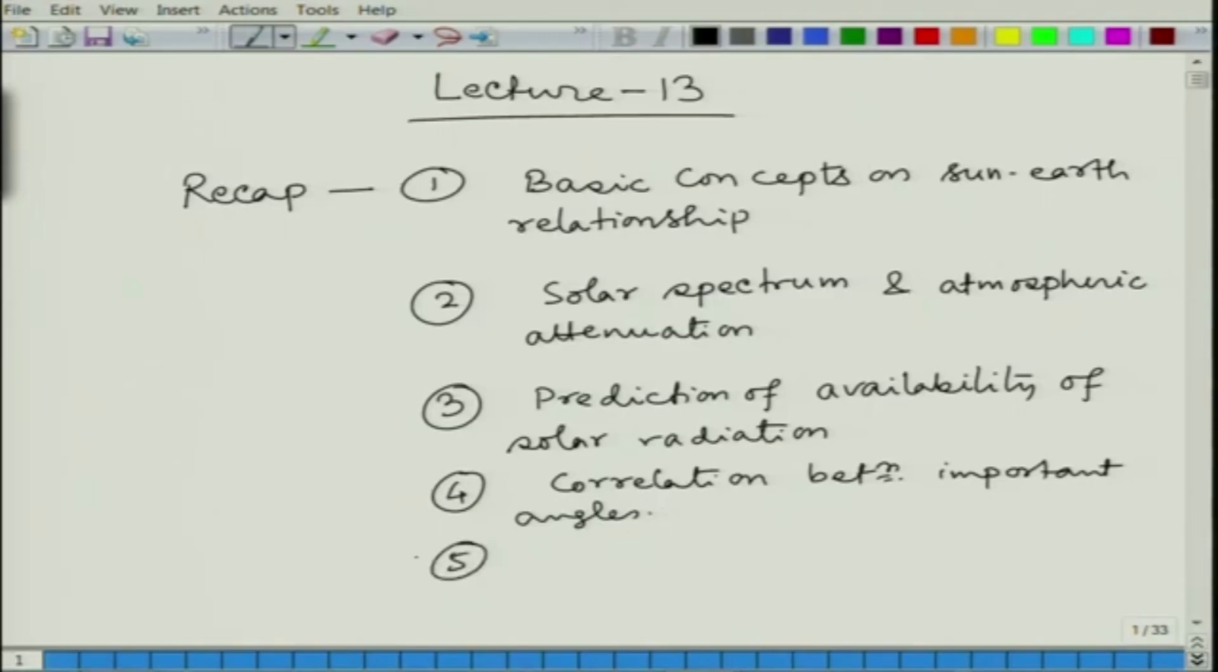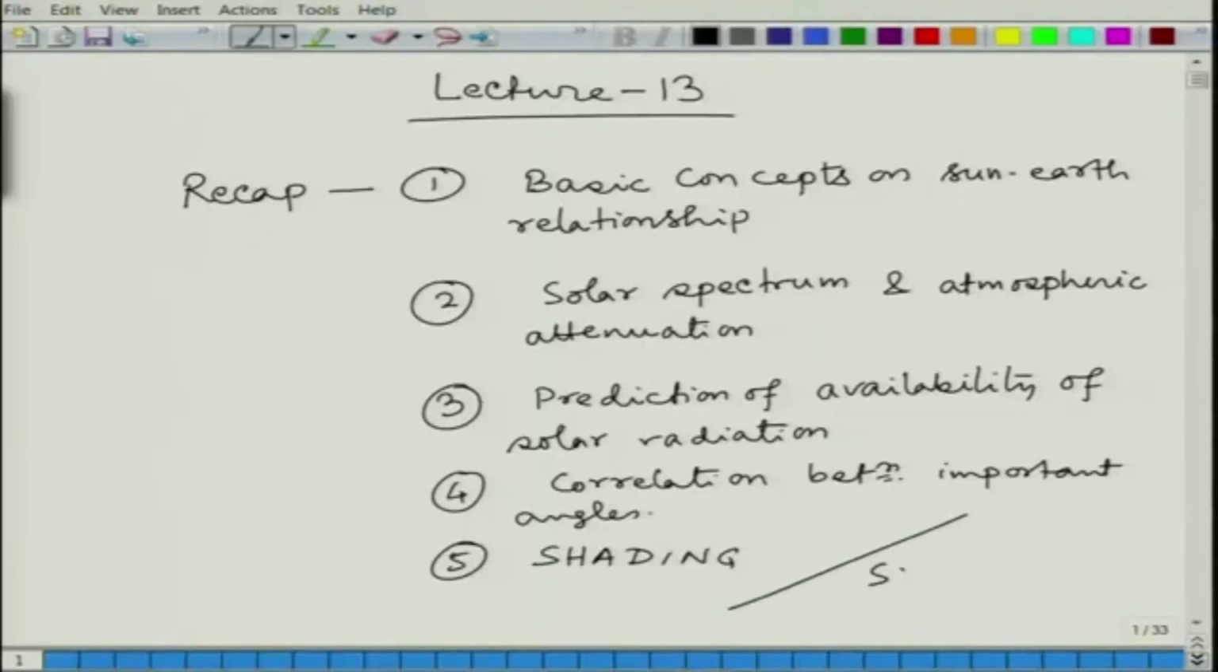And the fifth thing that we finished in the last lecture was the shading, both the shading in terms of some object which can possibly block a location, or shading in terms of the windows and parallel rows of solar collectors. Okay. So, so far we have covered this much, up to lecture 12. Okay. This is what we did.